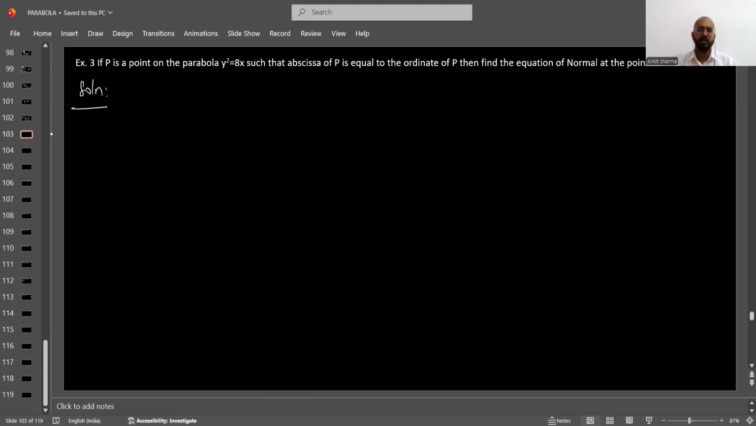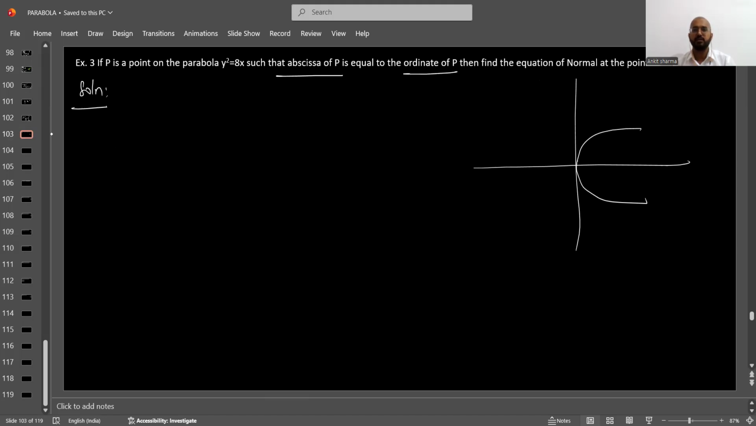So if P is a point on the parabola y square is equal to 8x, such that abscissa of P is equal to the ordinate of P, then the equation of normal at point P. So I have my parabola y square is equal to 8x, which is here. And now they want the point at which abscissa of P is equal to the ordinate. So abscissa of P is equal to ordinate, that means x is equal to y. So if I consider any point on this parabola, this turns out to be x comma y. So here x is equal to y, abscissa is equal to ordinate.